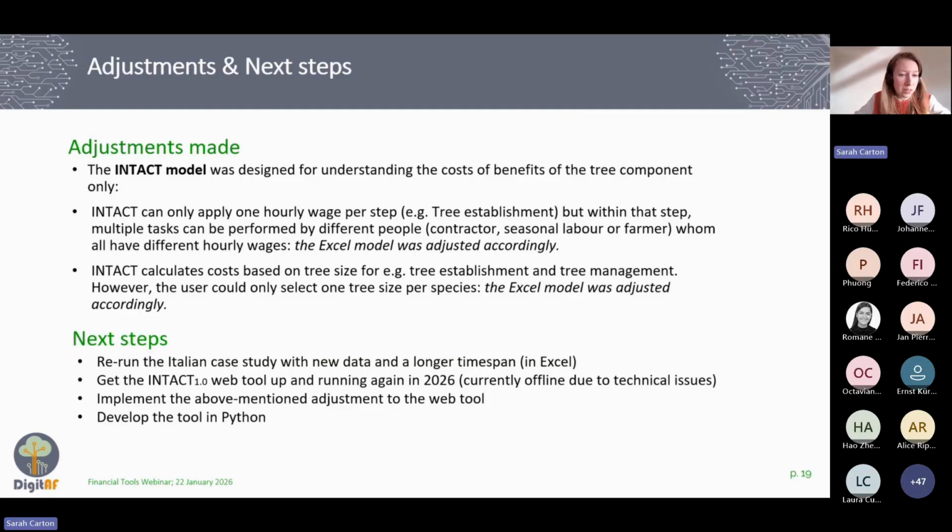The next steps are really to rerun the Italian case study with new data and a longer time span, which is possible in the Excel model, but not in the online model. And also to get the Intact 1.0 version web tool up and running again in 2026. It is currently offline due to technical issues, but there should be some improvements soon. Also, the next step is to implement the above mentioned adjustments to the web tool and also to develop the tool in Python to allow tool interoperability.